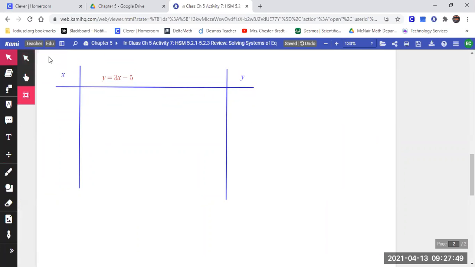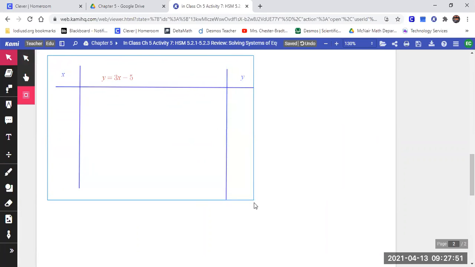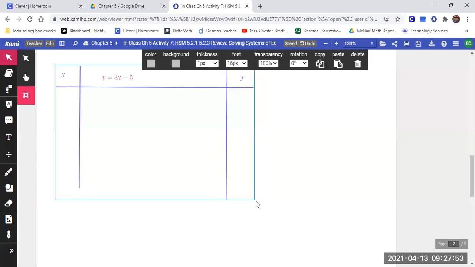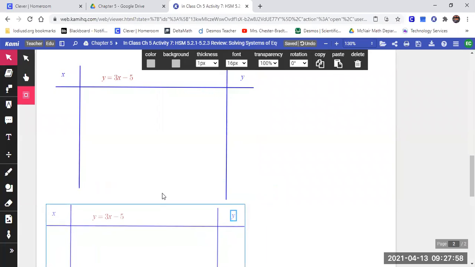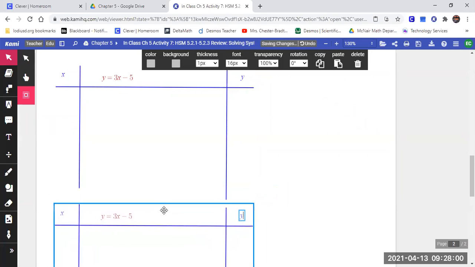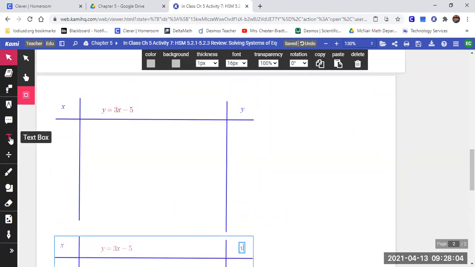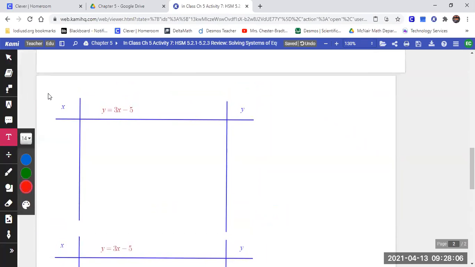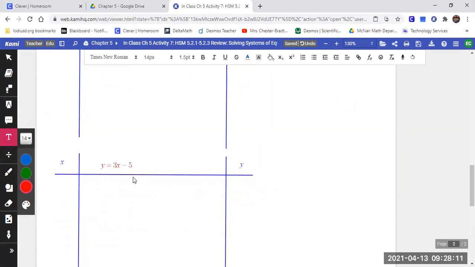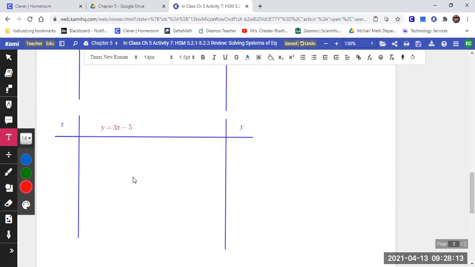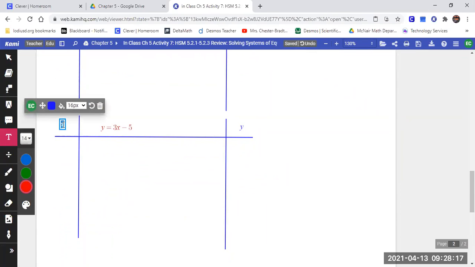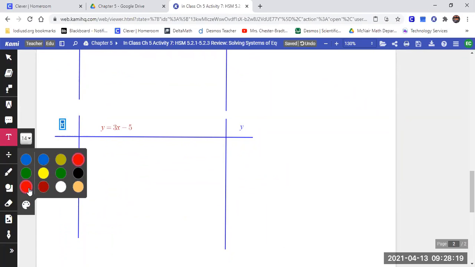Now my table is going to be pretty much the same, so I'm going to copy it and paste it and move it where I want it to be. I just have to change the equation in a couple letters. And this is number 1, so I know which problem I'm talking about. This is going to be my red one.